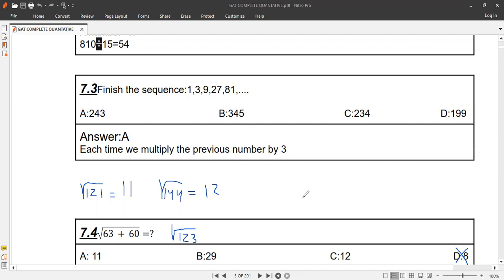So what I mean by this: the square root of 4 is 2, the square root of 9 is 3. What I mean by the square root of 144 equals 12 is that 12 times 12 equals 144. So here we have the square root of 123, which is very close to 121. So the answer is 11.